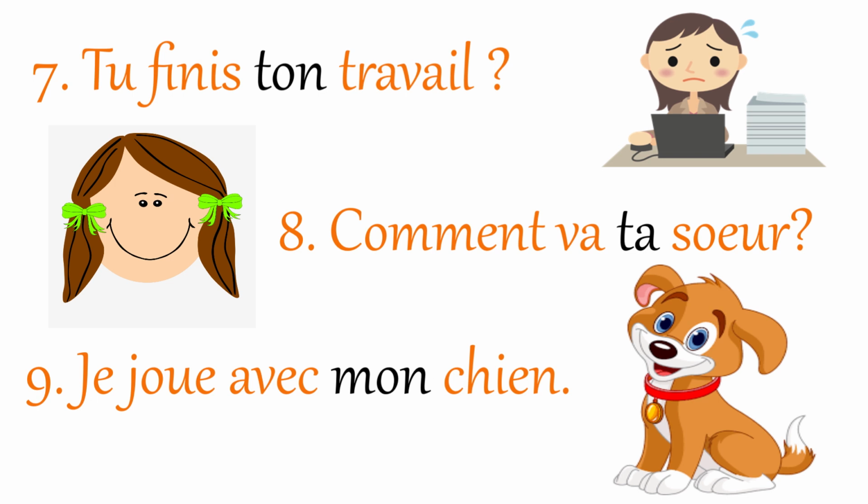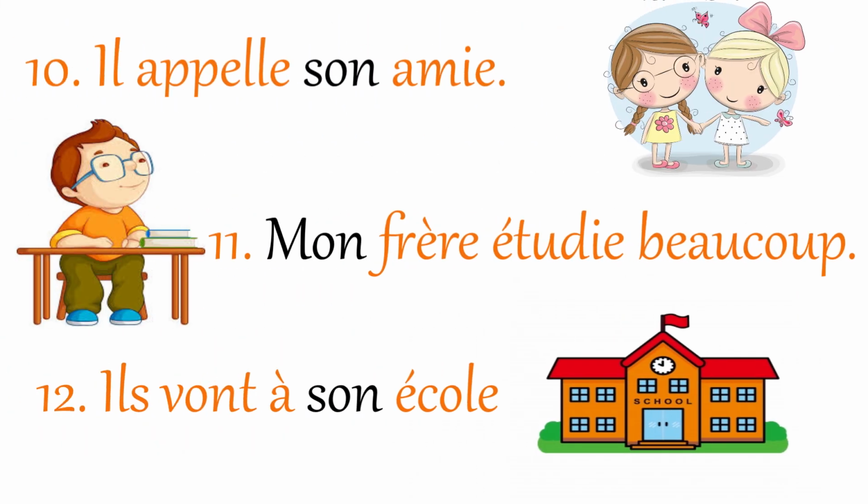Now, the ninth statement. Je joue avec mon chien. I play, or I am playing, with my dog. The word chien is masculine singular, so we have used mon. Now, sentence number 10. Il appelle son ami. It means he is calling his friend. Although ami here is feminine, it is starting with a vowel. So, we will use son ami.